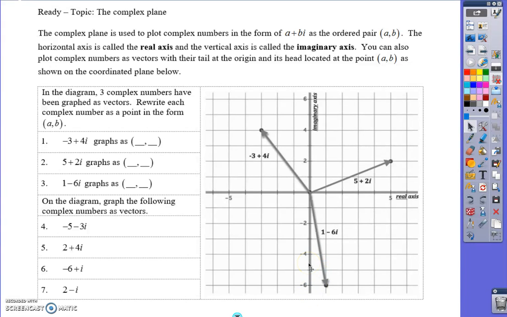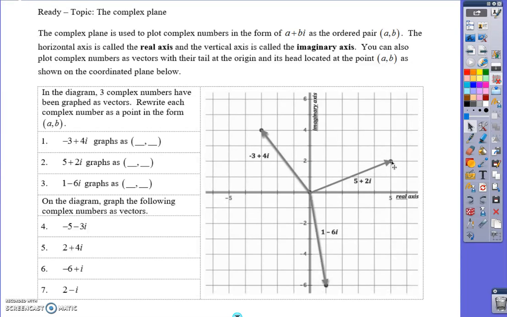And so we can plot our complex numbers in the form of a plus bi as ordered pairs (a, b). And you'll notice on this picture they're not plotted that way. They're drawn as vectors, which is something we discussed specifically in Math 2 Accelerated and Math 3 Plus, but where the tail is here at the origin and they go to the point that we would have plotted for that grid.